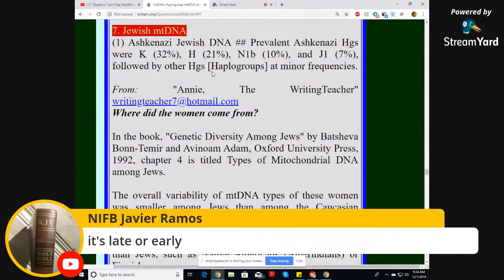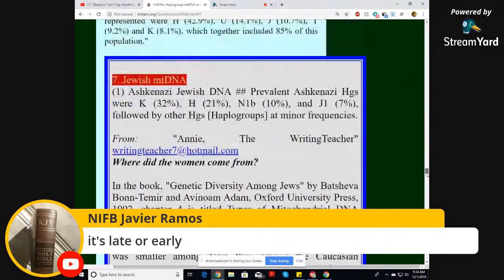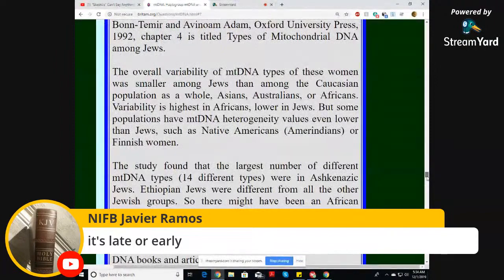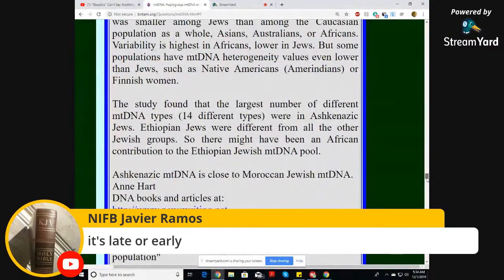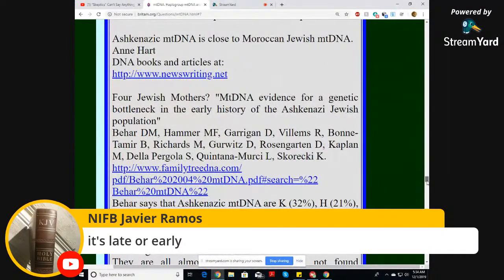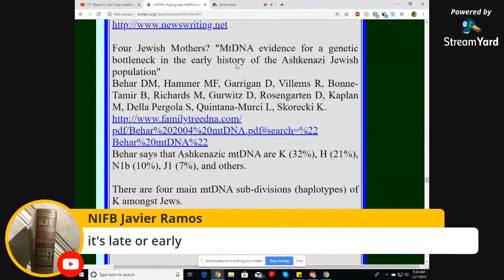But what are we talking about? mtDNA? Anyways, I guess there's a J as well. Anyway, Moroccan Jews. Four Jewish mothers, mtDNA evidence for a genetic bottleneck in early history of Ashkenazi Jewish population.